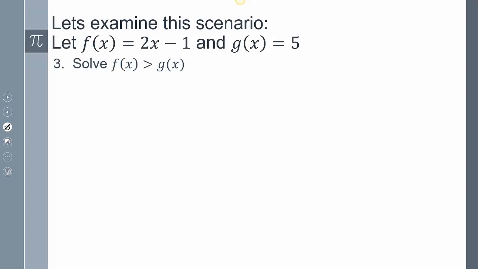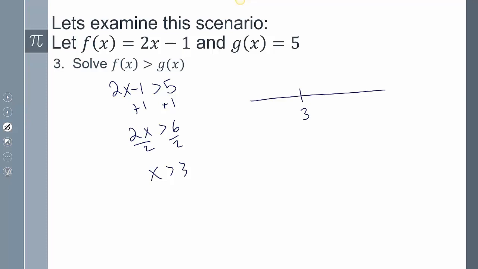Number 3, it says f of x is greater than g of x. So if I have f of x is greater than g of x, now I have 2x minus 1 is greater than 5. If I solve for this, if I add 1 to both sides, I get 2x is greater than 6. Divide both sides by 2, I get x is greater than 3. And so for this x being greater than 3, the solution set, once again, I have 3, open circle, and it's going to be everything greater than that.